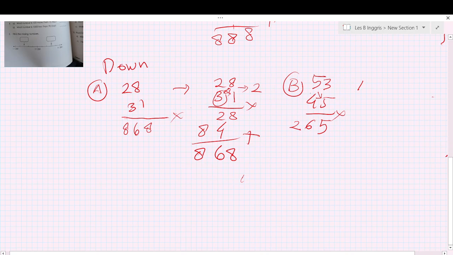So then the tens, you got 4 times 53. 4 times 3, you got 12. To write it here, keep the one beside. And 5 times 4, you got 20 plus 1. So you got 21. So the answer is 2385.